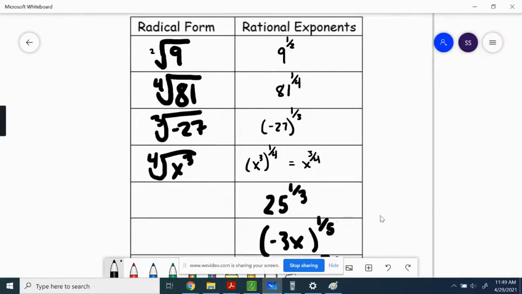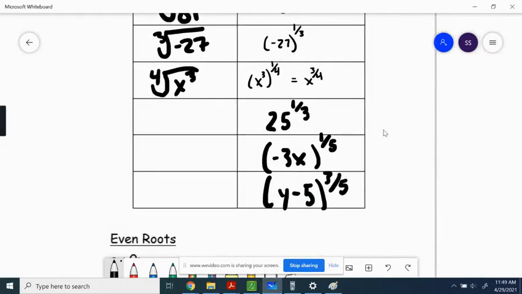All right, so now we're going to be going the other way with it. So we have 25 to the power of 1/3. We're going to write that as the third root of 25. All right, the next one, we have negative 3x. It's going to go inside our radical, and we want the fifth root. And okay, this last one's a little bit trickier. So what's going to be inside our radical? We have the expression y minus 5, but this is going to be raised to the third power, and we're going to be taking the fifth root.